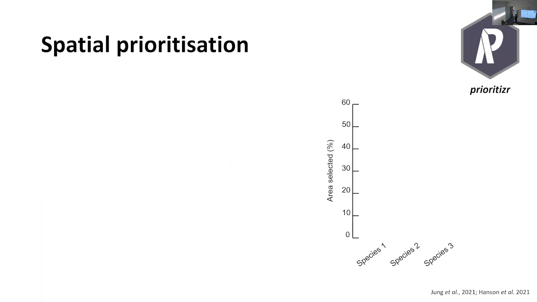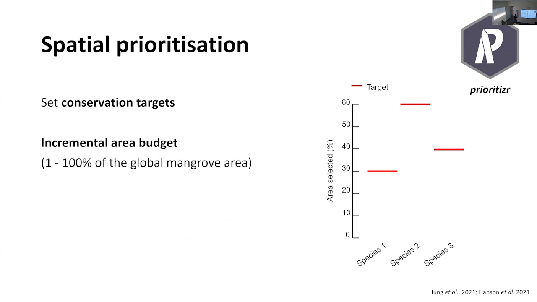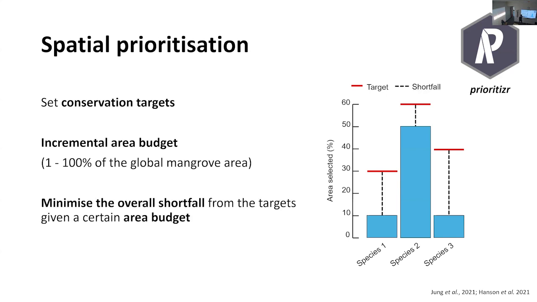So for this spatial prioritization, what we were doing, we were setting some conservation targets. So each species has a different target. And then we were setting a budget for the amount of area that could have been selected. So we were starting from 1% of the total area of mangroves, reaching 100%, and so increasing of 1% each time. And so every time we were running the prioritization, the algorithm was trying to select the areas that were minimizing the shortfall between the amount of area that we were selecting in blue and the target in red.